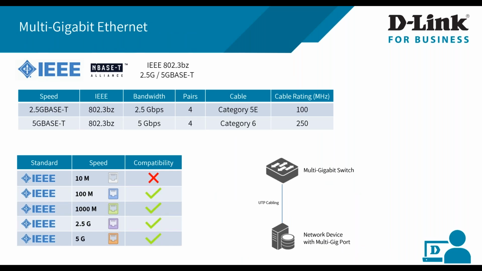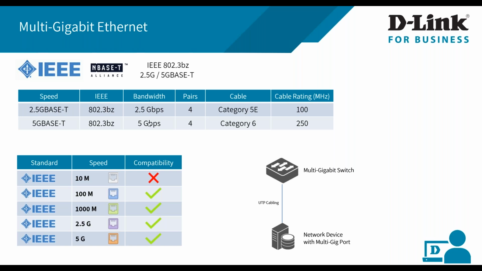So to address the challenges which we discussed in the previous slide, the IEEE formed an alliance, the NBASE-T and NGBASE-T alliance under the Ethernet Alliance, which studied the existing cabling installations worldwide and later came out with a new standard, IEEE 802.3bz. It's a multi-gigabit standard which supports two new speeds, 2.5 Gbps as well as 5 Gbps. The 2.5GBASE-T standard supports 2.5 Gbps on existing Cat5e or Cat6 cable up to 100 meters.